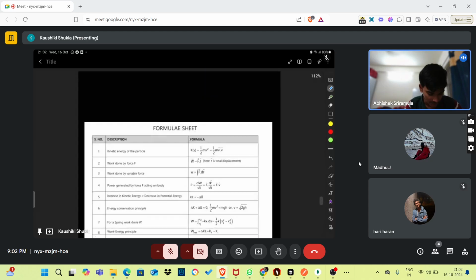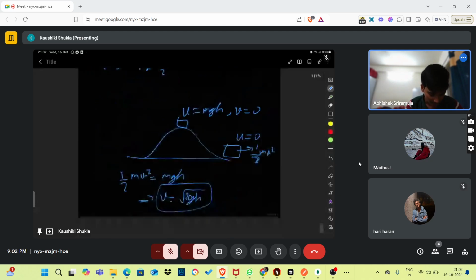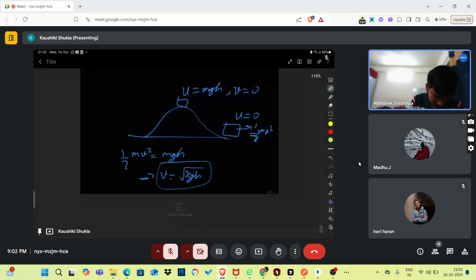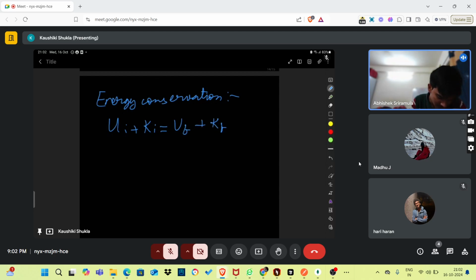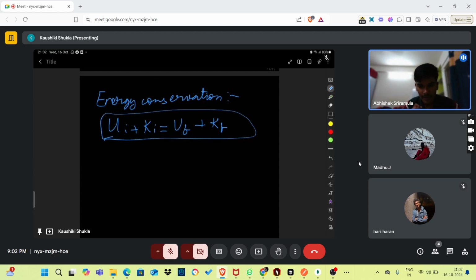Now we have actually reached the end of the chapter. I'll just write one more equation here. Energy conservation is: initial potential energy plus initial kinetic energy is equal to final potential energy plus final kinetic energy. So this is the energy equation.